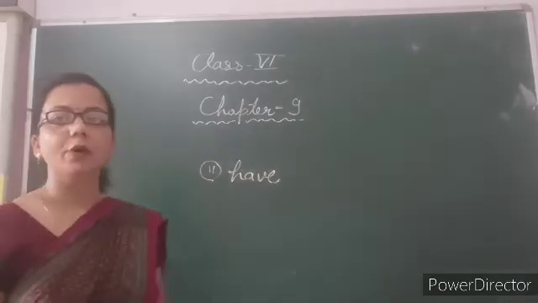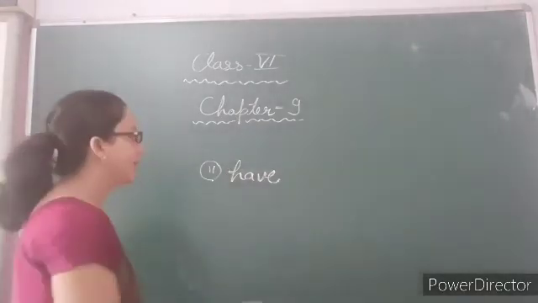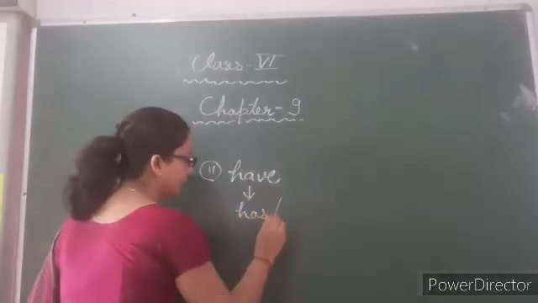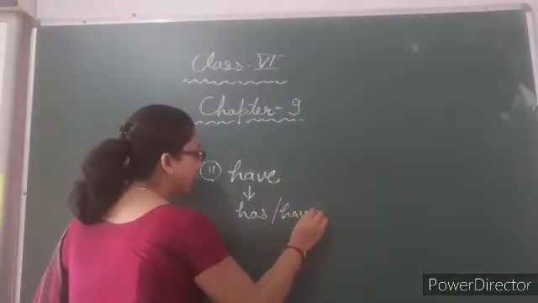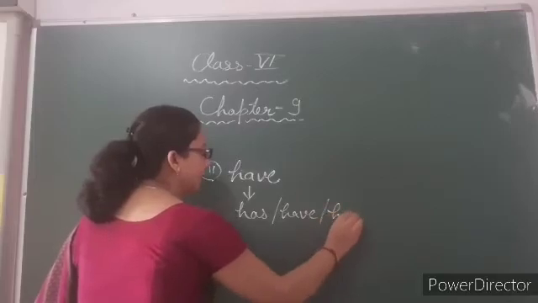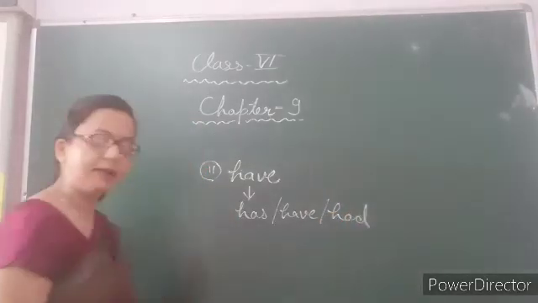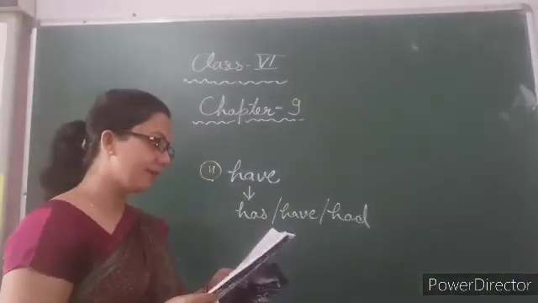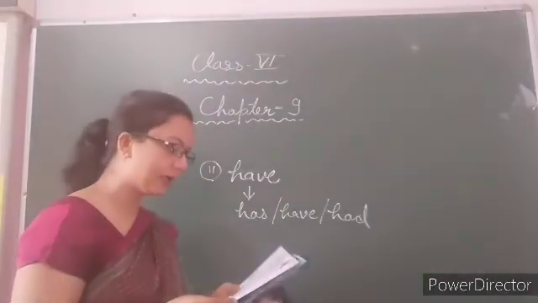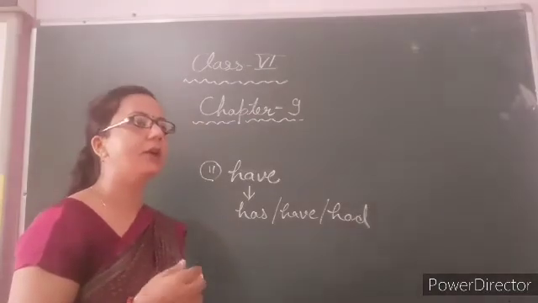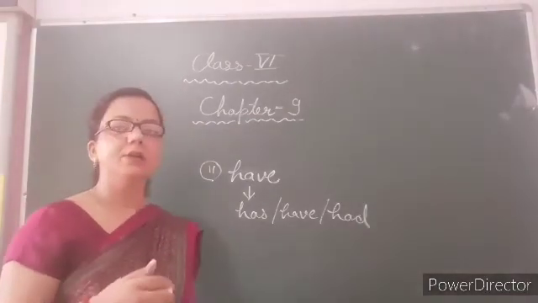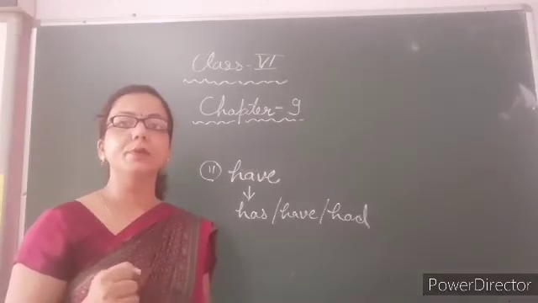What do you mean by have form? Have form means has, have or had. So my dear students, we use the verb have as a main verb to show what a noun or a pronoun possesses, have or has. Means it is a matter about possession.